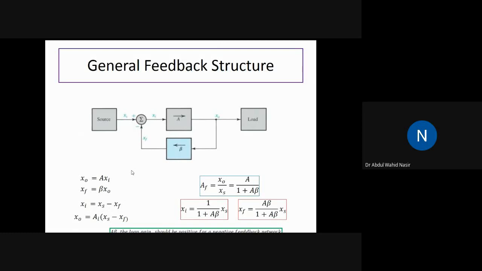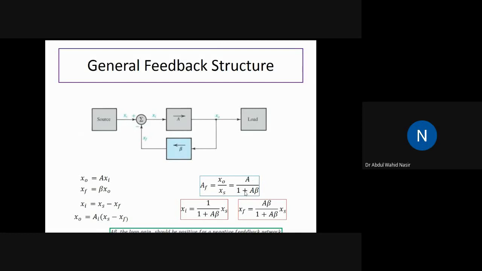Clear? Now x naught. So x naught is A into xi, and also you know that xi is equal to xs minus xf. So if you substitute this value of xi here, then you will get x naught is equal to A into (xs minus xf). Clear? Now for this system, you know that the overall closed loop gain is given by A by 1 plus A beta, that is x naught by xs, where A is the amplifier gain and beta is the feedback gain.